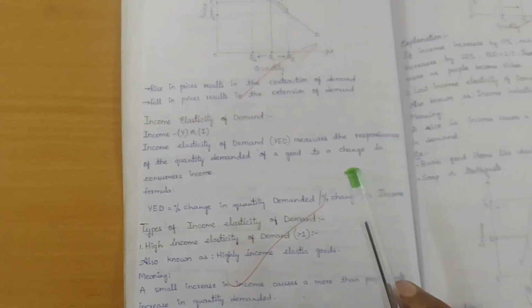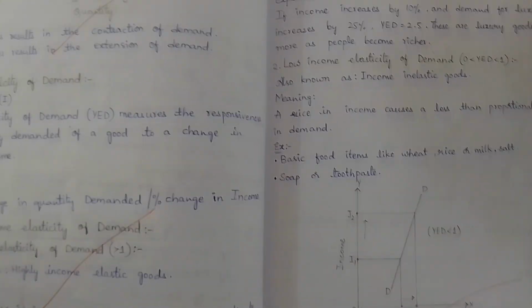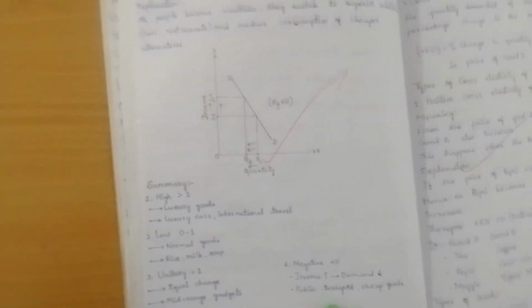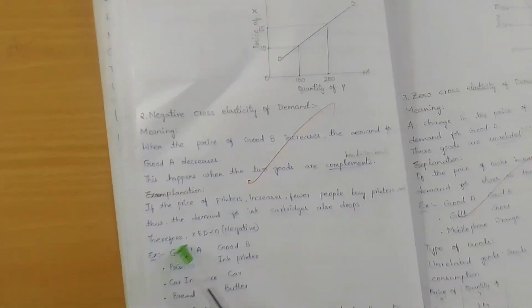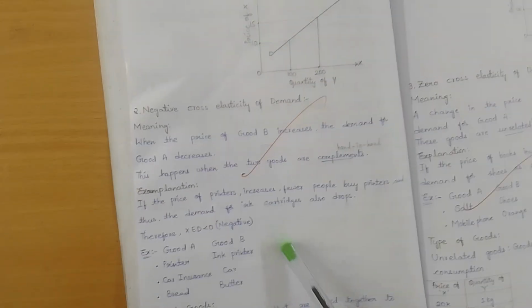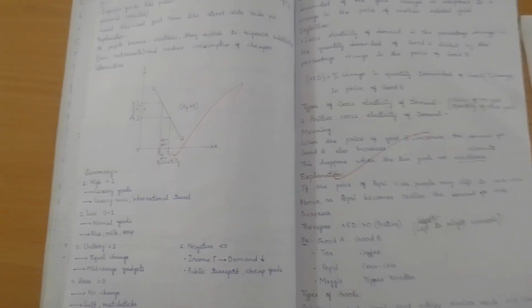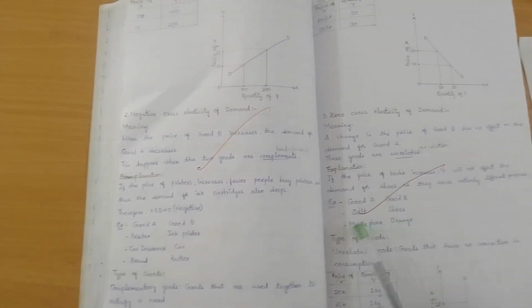Next comes income elasticity. So income elasticity is again high income elasticity of demand, low income elasticity, negative income elasticity of demand. So this is how you will have to plot the graph. Now comes cross elasticity, positive and negative. So depending on types of goods, positive is for substitute goods and negative is for complementary goods. So this is about cross elasticity of demand, positive, negative and zero elasticity of demand, where the goods are not even related to each other.